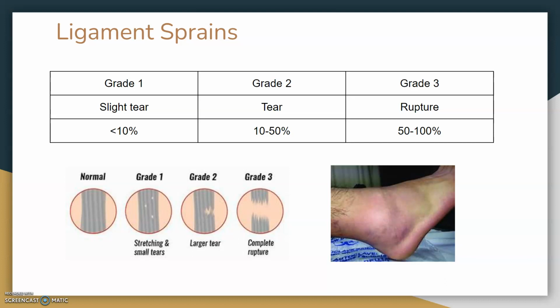Moving on to grade 3, this is a complete rupture of the ligament, and is where 50 to 100% of the ligament fibres are affected. This can be a season-ending injury and can put the athlete out for up to 12 months. There is a significant amount of pain here, and the swelling and bruising is very noticeable.